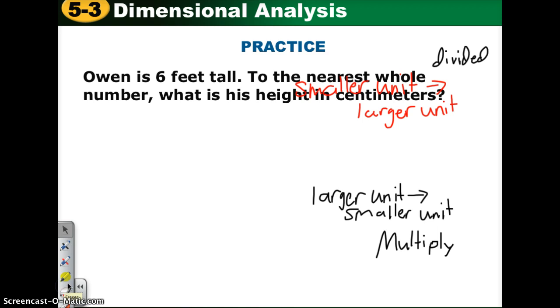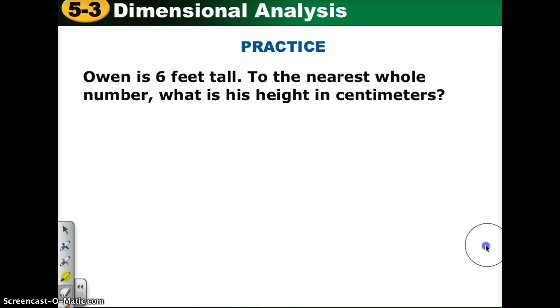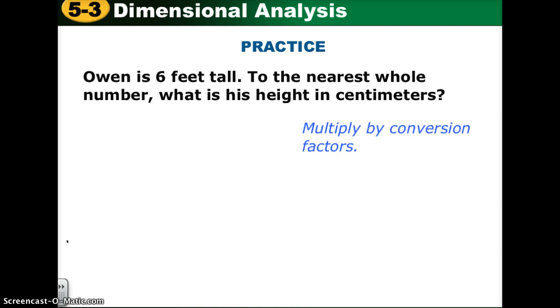Okay, let's take a look at this one and see what we need to do. So we have Owen, who is 6 feet tall. To the nearest whole number, what is his height in centimeters? So we're looking to round to a whole number. We need a conversion factor. Oh, look at what we have here. We are converting from feet to centimeters. We do not have a direct conversion for that. We do have a conversion to inches and centimeters. So if we can change feet to inches and then inches to centimeters, we're good to go.